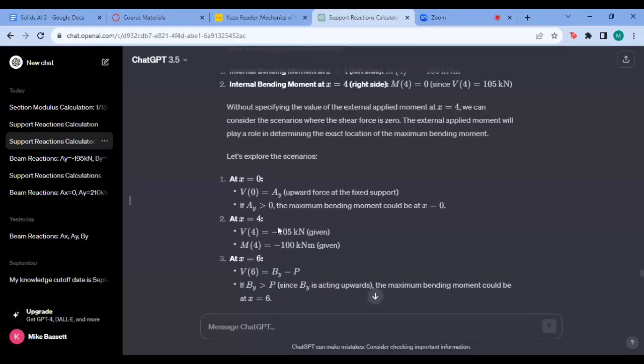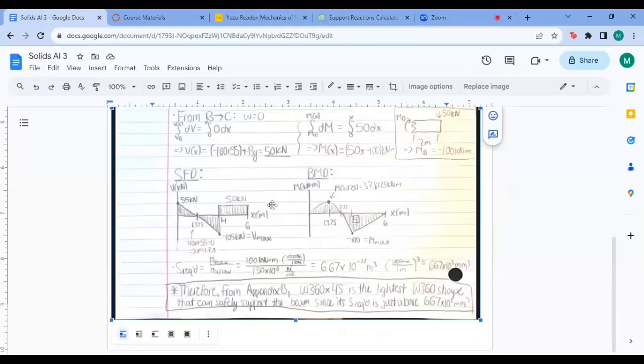So V4 equals negative 105 kilonewtons, which is correct because if you can see on my shear force diagram, at x equals 4, it actually experiences an undefined slope. It goes all the way up.